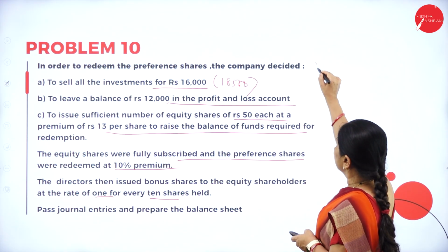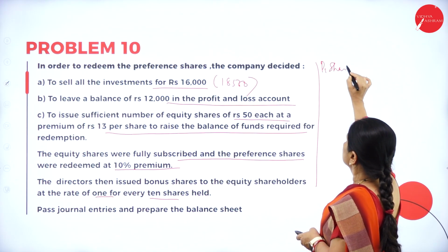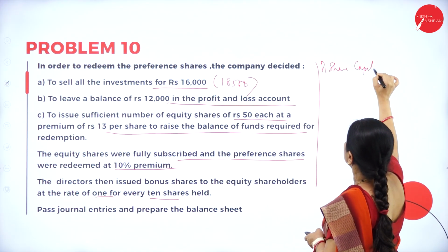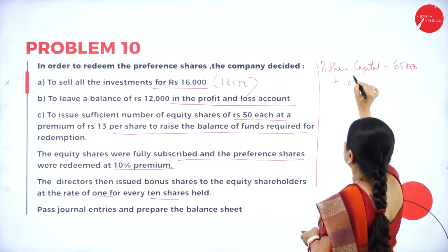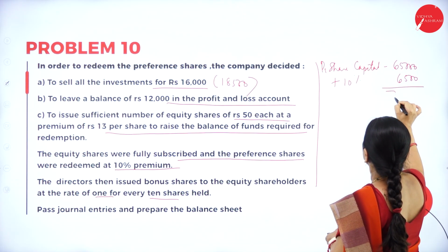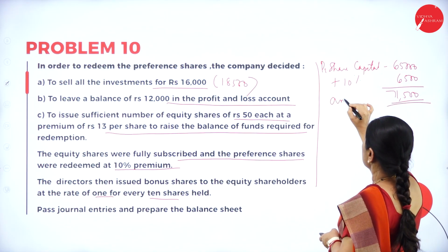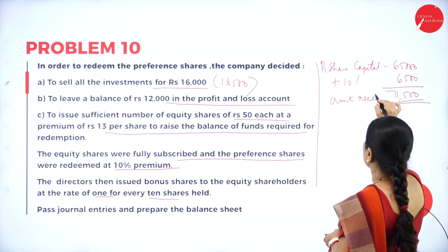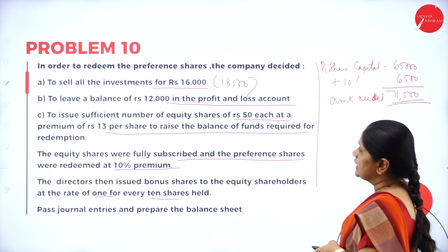Now what we have to make a note of is, what is the preference share capital? So preference share capital is 65,000, then plus 10% premium. So that will be 6,500. Total will be 71,500. So this is the amount needed for redemption. So amount needed for redemption is 71,500.